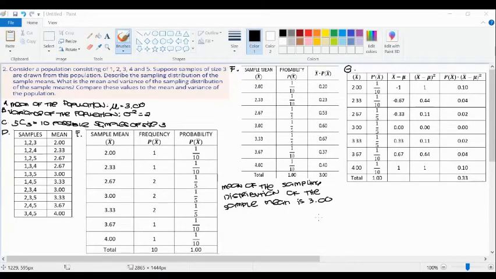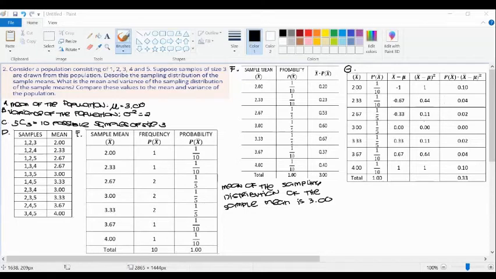We'll be subtracting the population mean, which is 3, from each sample mean. Okay, and then we're going to label it as sample mean minus mu. So 2.00 minus 3.00 will give us an answer of -1. Same as 2.33 minus 3.00 will give us an answer of -0.67, and so on and so forth. So you're going to do that for the rest of the sample means.